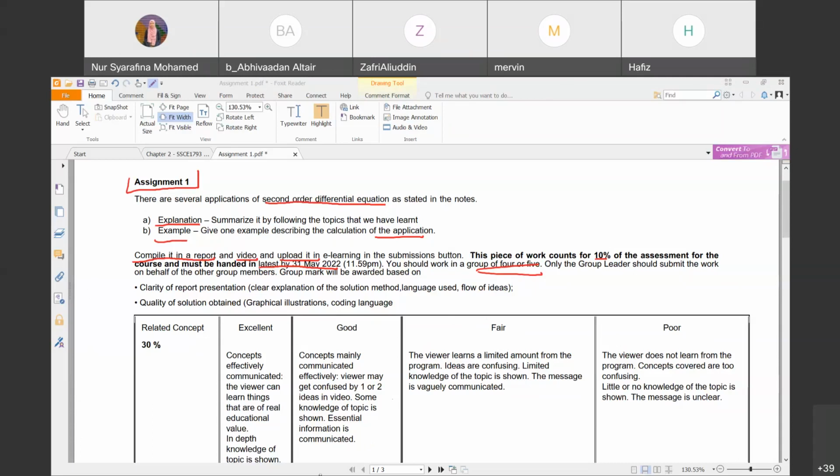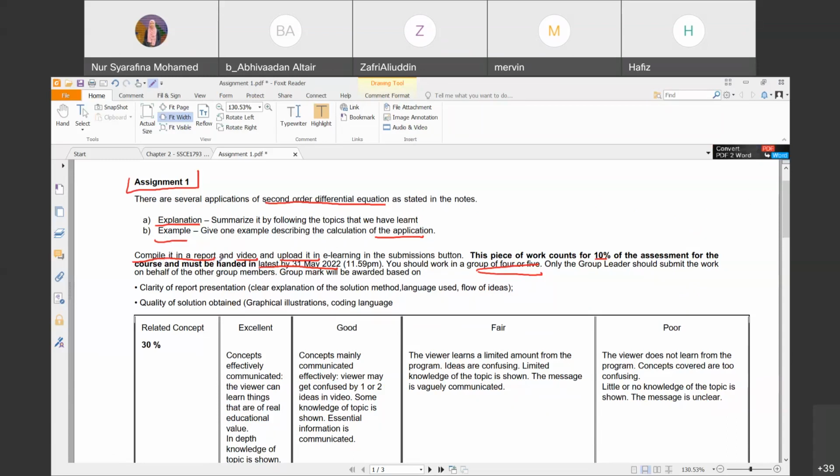So we have 54 students and we have 6 topics: damped vibration, four types, and RLC, two types, so 6 topics. So 54 divided by 6, one group, 9 each. It's quite a lot, but it's okay. So you should work in a group. Only the group leader should submit the work. And don't submit the video. Just provide a link in terms of Google Drive or YouTube and compile it in a report.